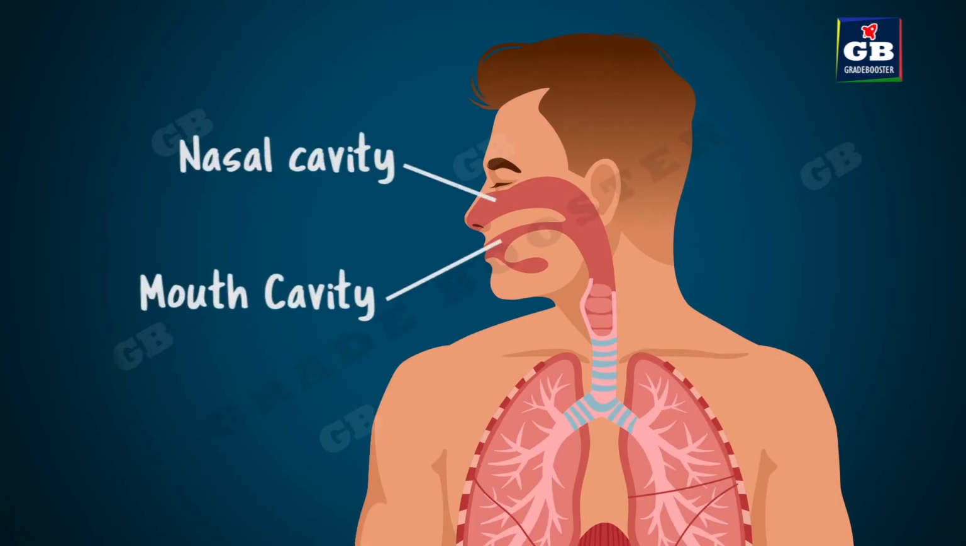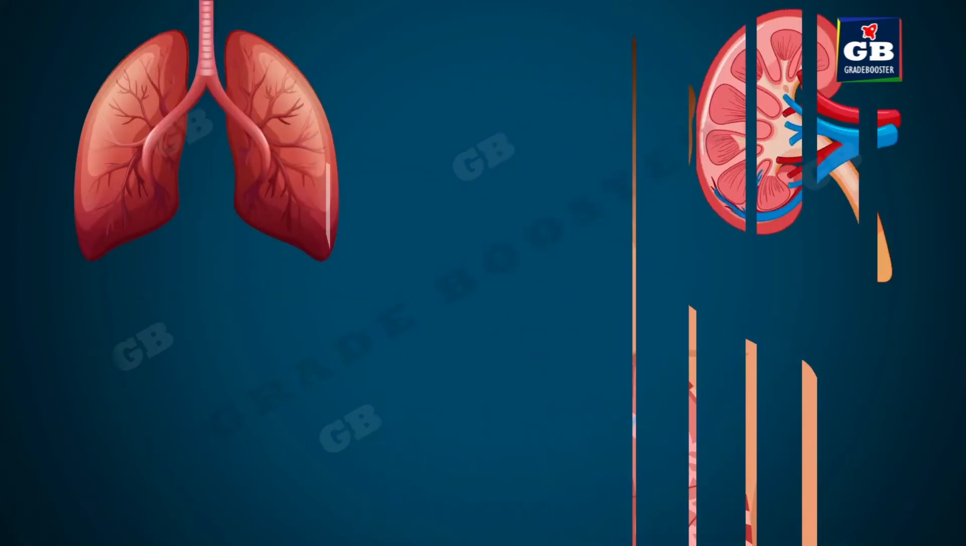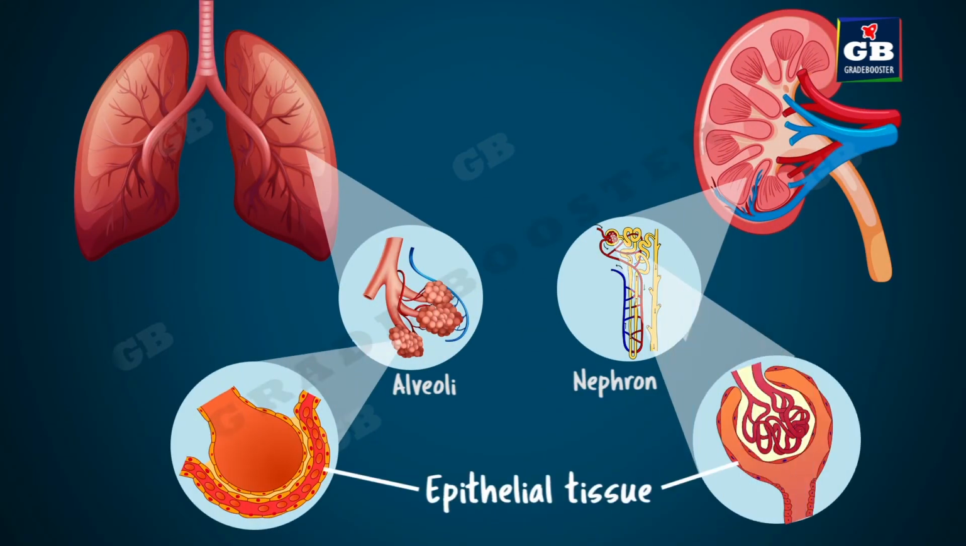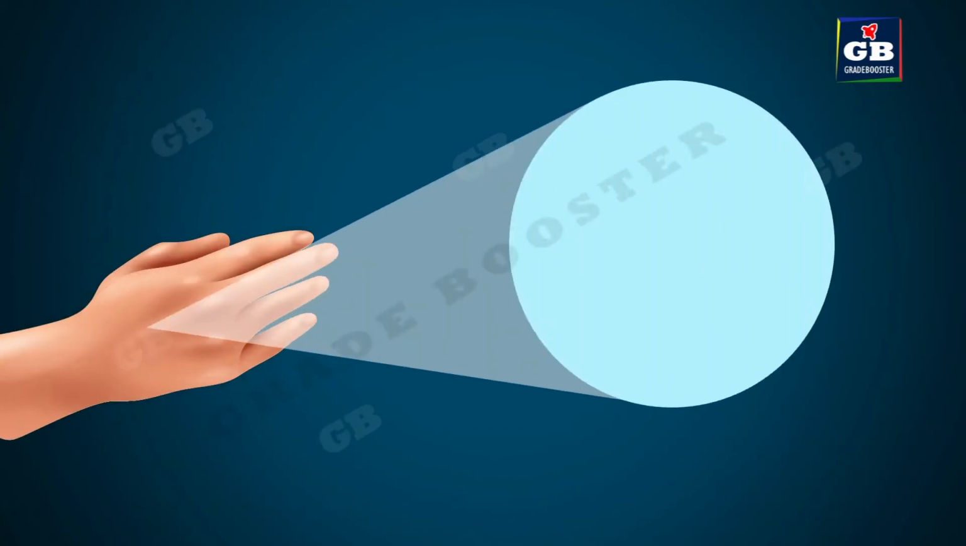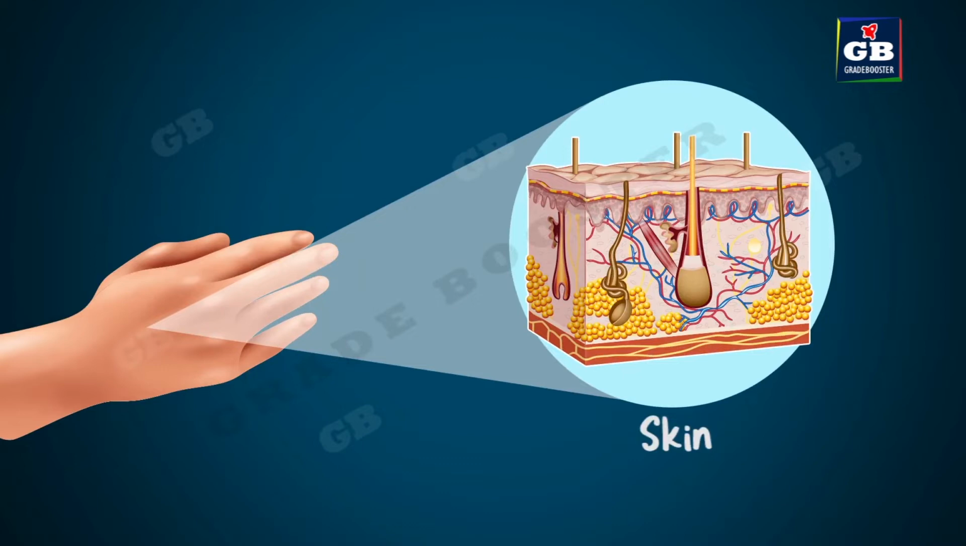Cavities like mouth cavity and nasal cavity are also covered or lined by epithelium. The alveoli of lungs and renal tubules of kidneys are made up of epithelial tissue. Not only the internal parts, our body's external surface is also covered by a kind of epithelium, that is our skin. So, skin is also a kind of epithelium.